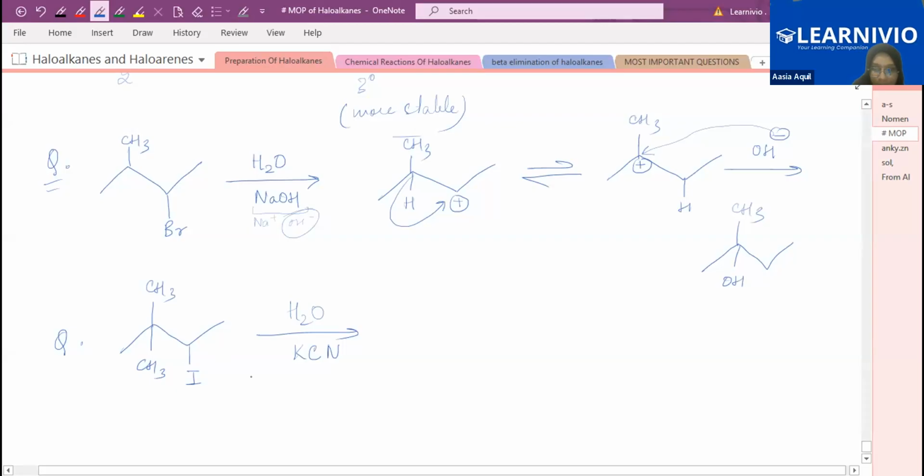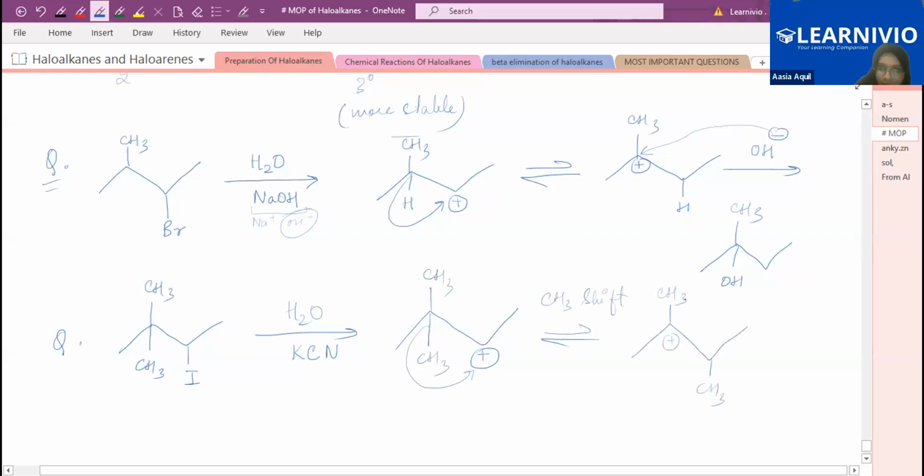Again, the iodine will be removed from here and carbocation formation. Secondary carbocation formation will be there. CH3 and here the CH3 group. Now you can see this hydride shift. No, not the hydride shift. This is a methyl shift. So this methyl shift over here, right? And this step is known as methyl CH3 shift, means methyl shift. So the methyl shift here and here the carbocation will be formed, which is more stable, tertiary carbocation.